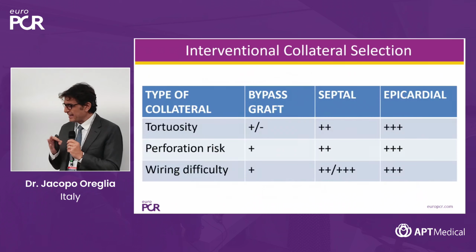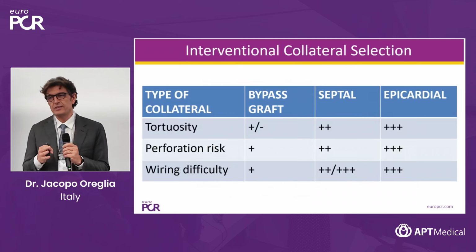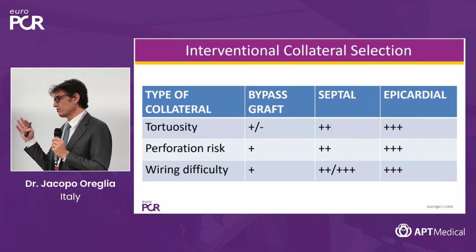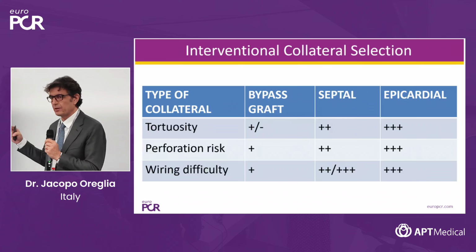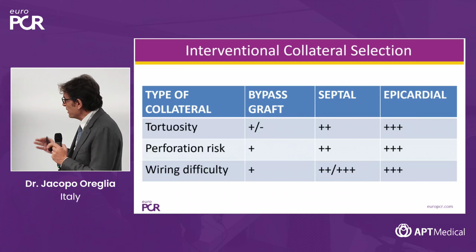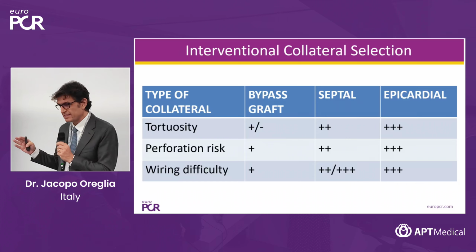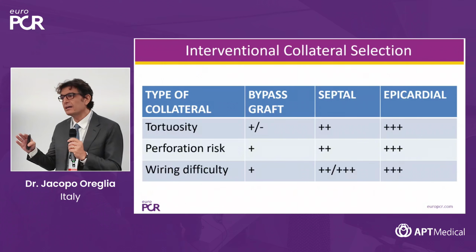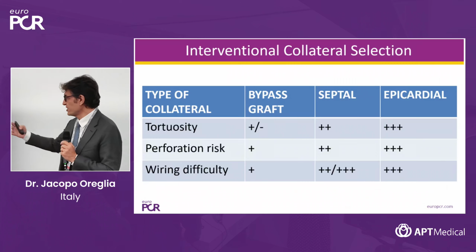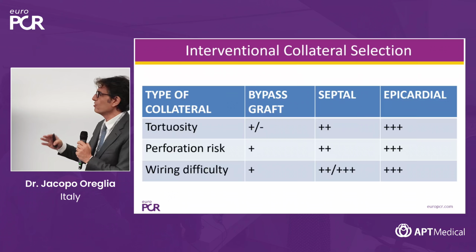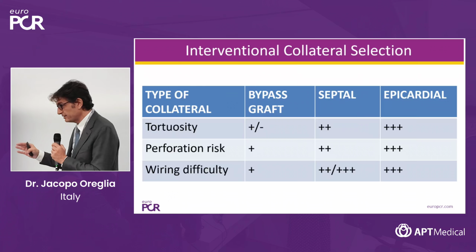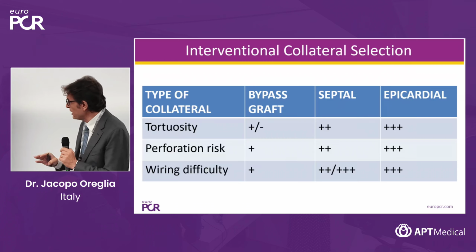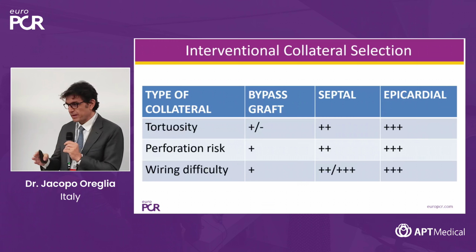And if we analyze the type of collateral that we can use as an interventional collateral, we may have three types of collaterals. Of course, we talked about the septal, and we will focus on the septals. But we also have the epicardial collaterals, and sometimes we have bypass grafts that can be used. I think we share the same opinion that we do not want to go through a patent Lima artery to the LAD. So we do not use this as a connection collateral, but we can go through venous bypass grafts.